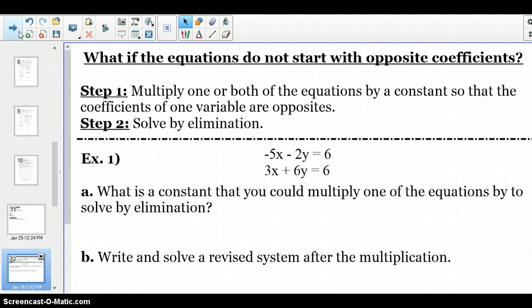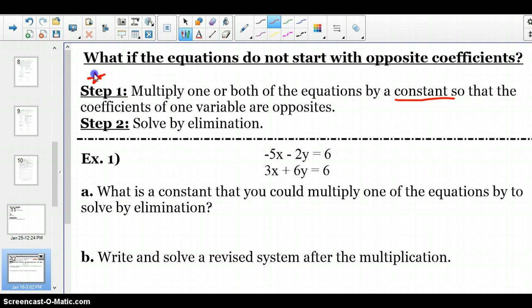If you look at the steps, step 1 up here tells you that you need to multiply one or both of the equations by a constant. And a constant is just a number, like 2 or negative 3, so that the coefficients of one of the variables are opposites, or so that they have the same coefficient, but one's positive, one's negative.